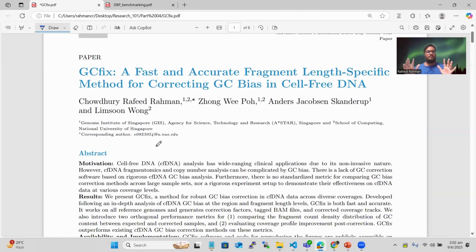But that wouldn't be a scientific paper. A scientific paper has to be a story. It should be written in a way which actually intrigues the reader, so the reader feels like he's reading some sort of story behind the whole thing. Let me explain how I have written the GC-fix method paper as a story.